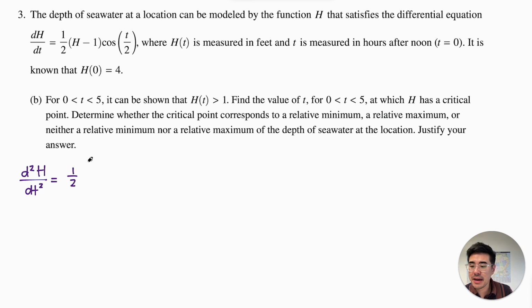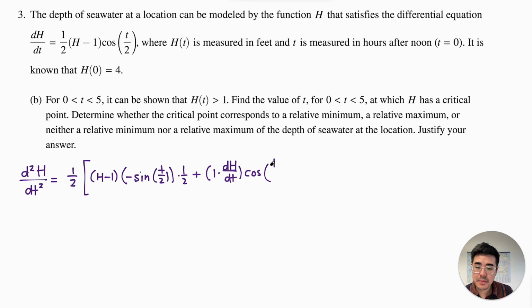So it's going to be 1/2, and it's going to be first times the derivative of the second. Derivative of cosine is negative sine of t over 2. Chain rule, so times 1/2, plus the derivative of the first. Now the derivative of the first is 1 times dh dt times the second. So this is the whole second derivative with respect to t. So anytime I took the derivative of an h term, I had to plug in a dh dt.